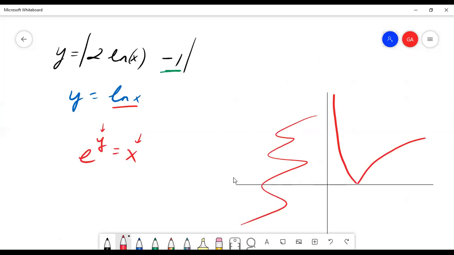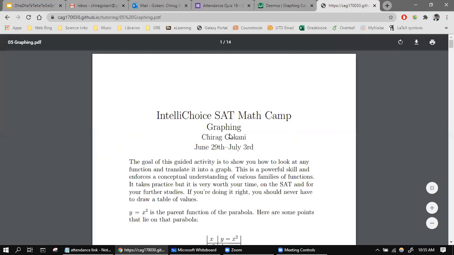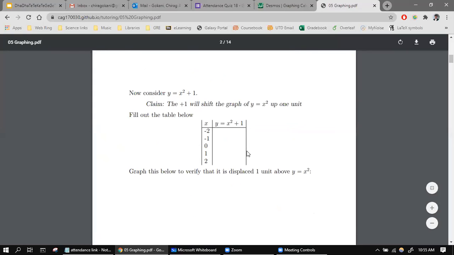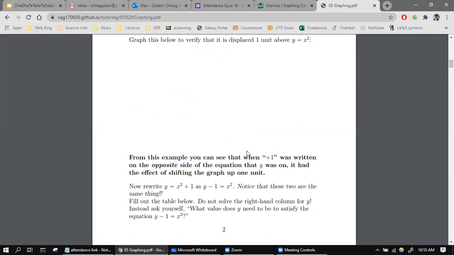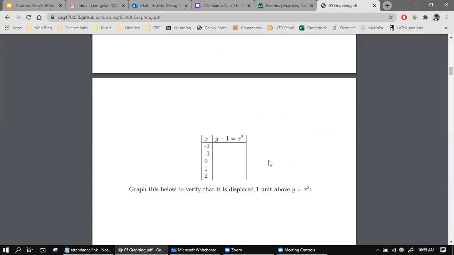I have a question on the homework. Go ahead. They're not really numbered at the beginning, but I just named them like 1, 2, and 3. That's fine. For the graph where it's y equals x squared plus 1, I filled it out, and then on the next one it's going to be the same thing. Since it's y minus 1 equals x squared, do I fill it out again? Yes, you do fill it out again, because it says graph this below and verify that it is displayed 1 above y equals x squared. So do I do the same thing as the top one? Yeah, it's the exact same thing. Oh, okay.